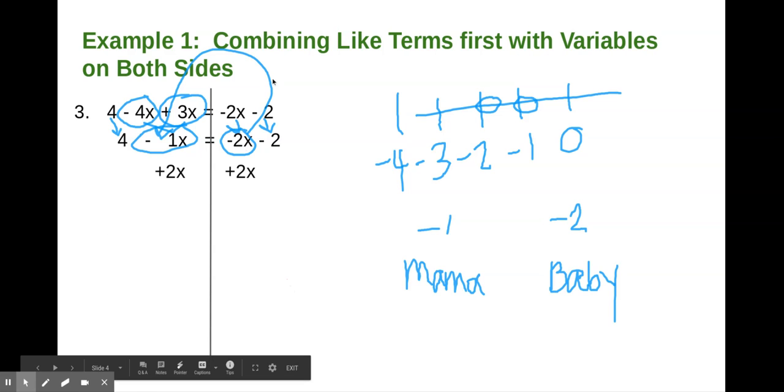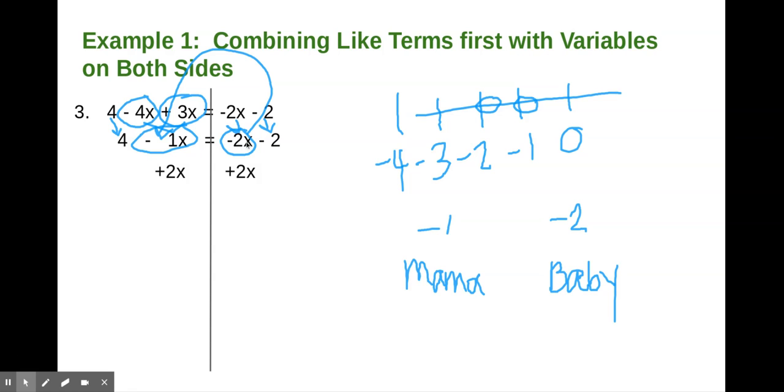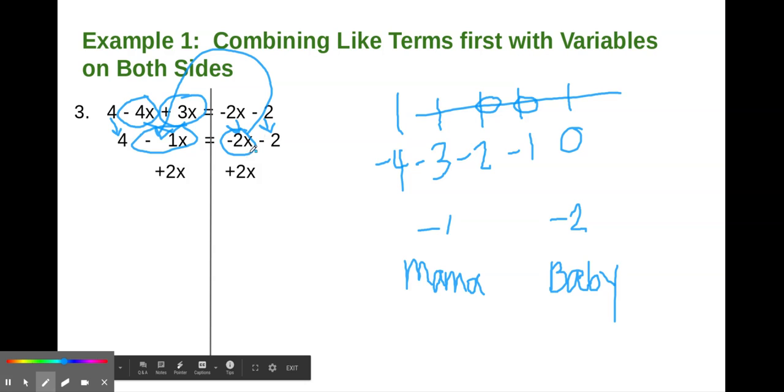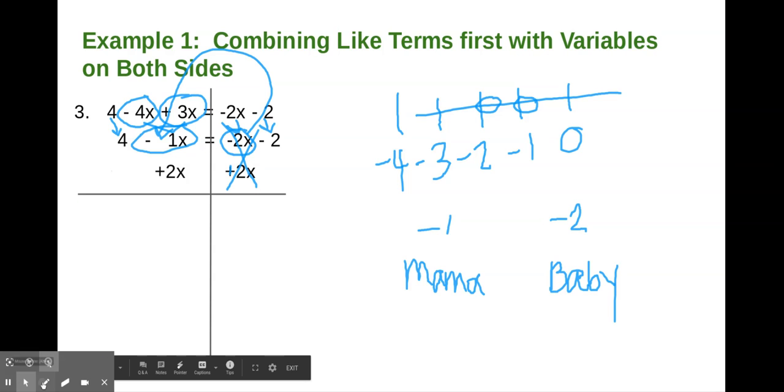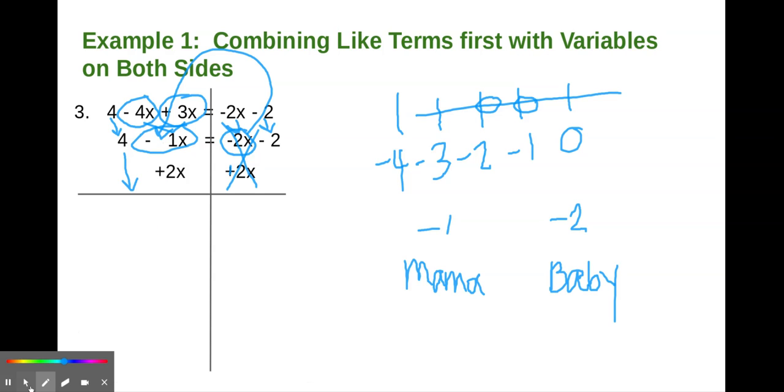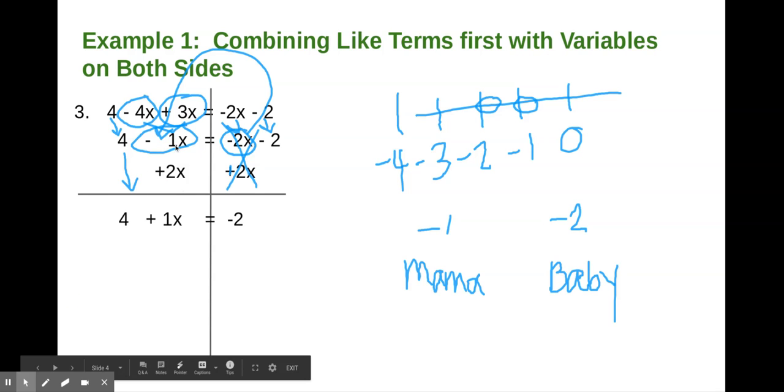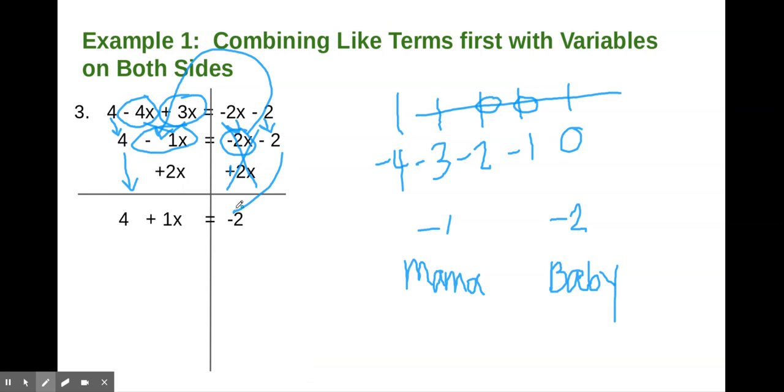When we take it over to the other side, you have to take the opposite because you want to get rid of it. This -2x, to get rid of it, you have to make it a positive 2x. This was a minus, so you want to make it a plus. What you do to one side, you have to do to the other. Then I bring down my 4, and -1 plus 2x gives me 1x, and then we bring down the -2.